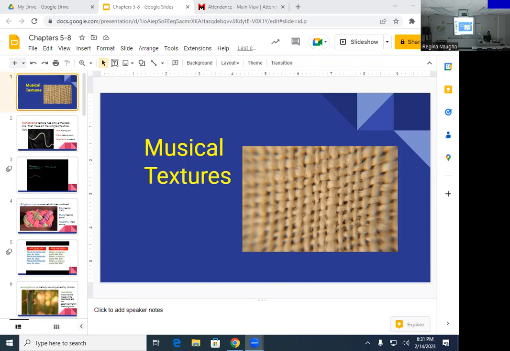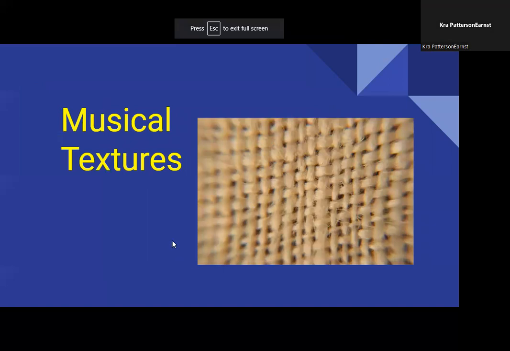Yep, that's the idea. Okay, so Zoom folks, do you see my screen that says musical texture? Yes, ma'am. Okay, good deal.